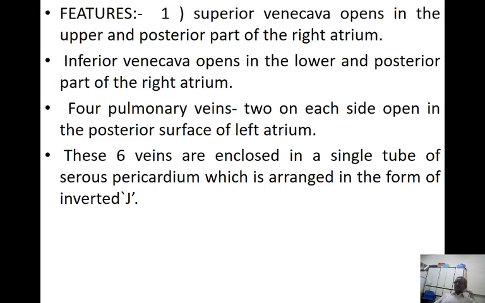Features: superior vena cava opens in the upper and posterior part of the right atrium. Inferior vena cava opens in the lower and posterior part of the right atrium. 4 pulmonary veins, 2 on each side, open in the posterior surface of the left atrium. And these 6 veins are enclosed in a single tube of serous pericardium, in the form of an inverted J.